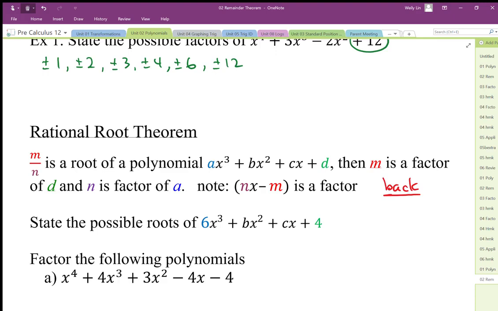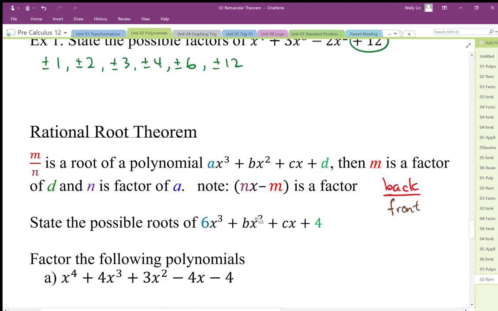Maybe I'll just use brown here. Back divided by the front, where the front is the n value. Okay, so the root is always going to be given as back divided by front.